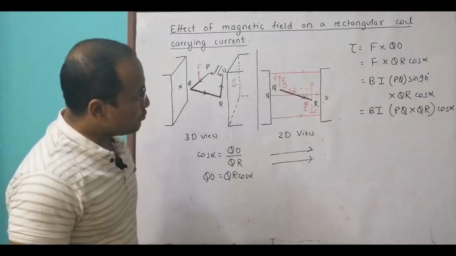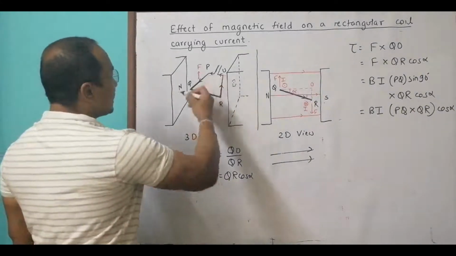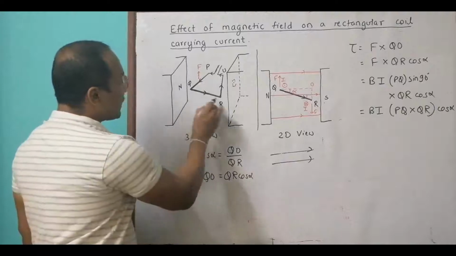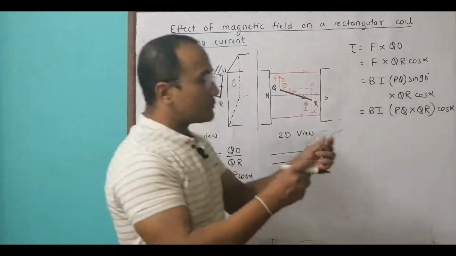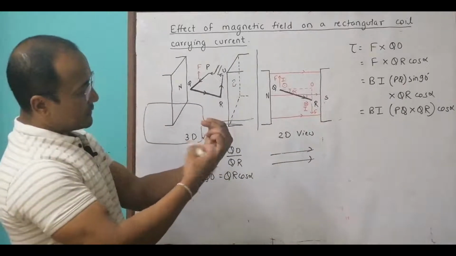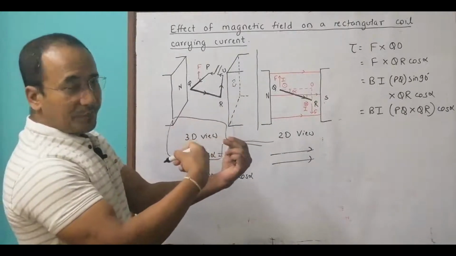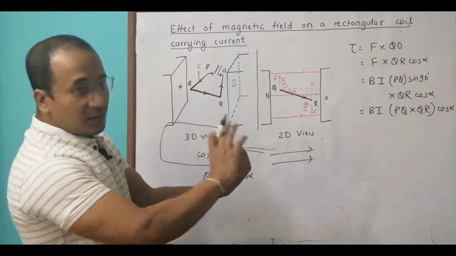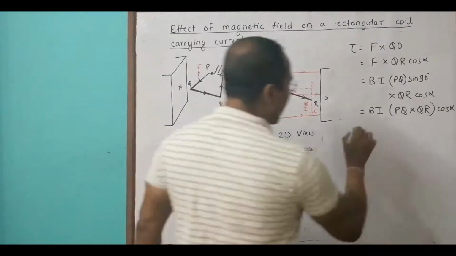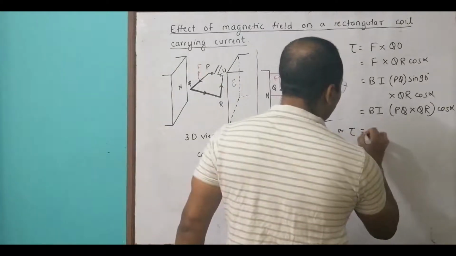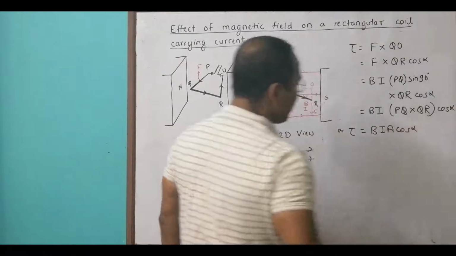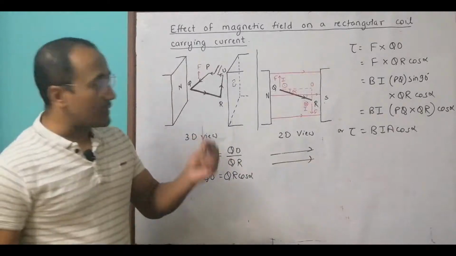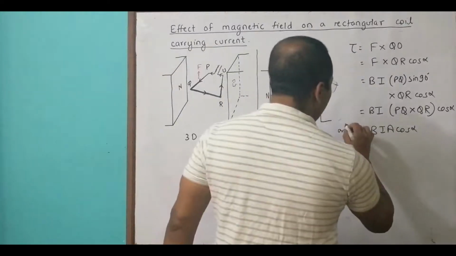Now PQ is the length of the coil and QR is the breadth of the coil. So if I have this coil once again with me, PQ is this and QR is this. So this length into breadth gives us the area. So this is the area of the coil, and tau is equal to BIA cos alpha. So for one turn of the coil, tau is equal to BIA cos alpha.